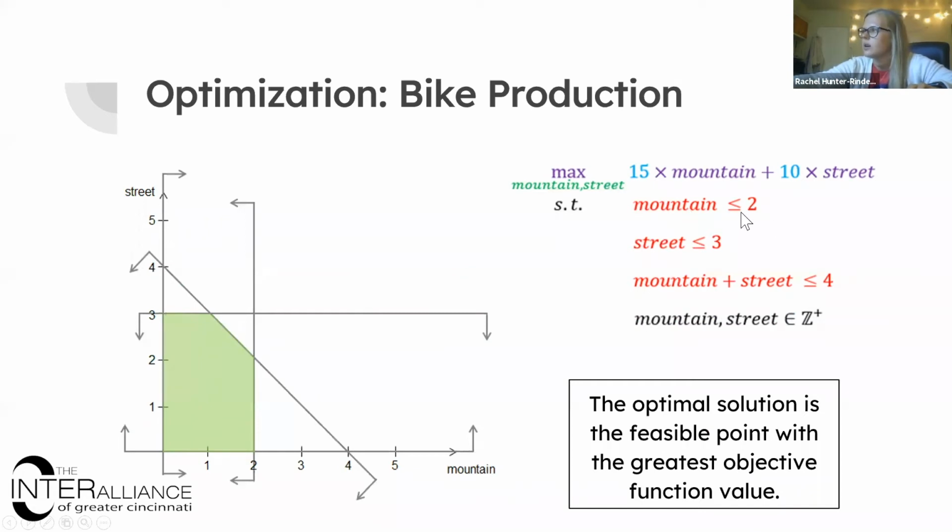So I've got a coordinate system here where mountain is kind of like the X variable and street is kind of like Y. I've said mountain needs to be less than or equal to 2. Okay, I'm only going to look over here. Street needs to be less than or equal to 3. Okay, I can only look down here. So at that point, we're in this rectangle. But we also know that mountain plus street needs to be less than or equal to 4, which is this. And they all need to be greater than 0. So we're looking in this green region is what all of our options could be.